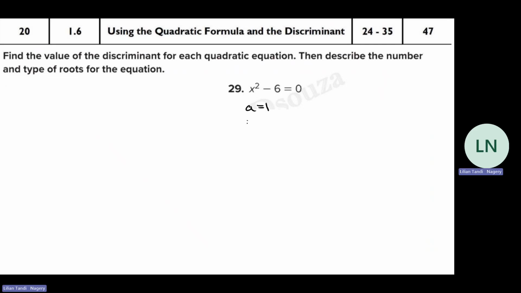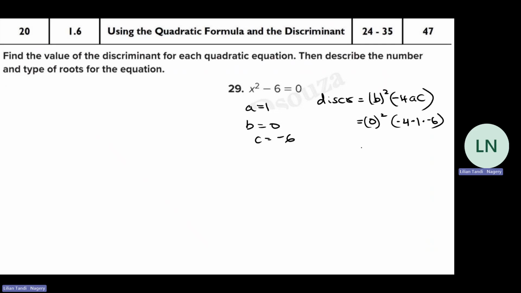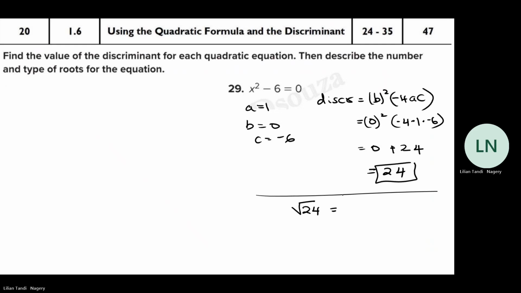A is 1, B is 0, C is -6. Discriminant B squared minus 4AC. 0 squared, -4 times 1 times -6. 0 plus 24, because this is positive. Discriminant is 24. You box your answer. 24 is not a perfect square. You should know that. So it is irrational. So not a perfect square.